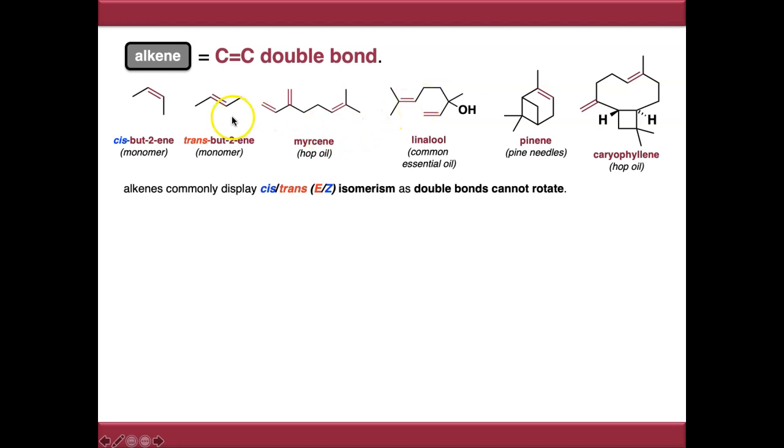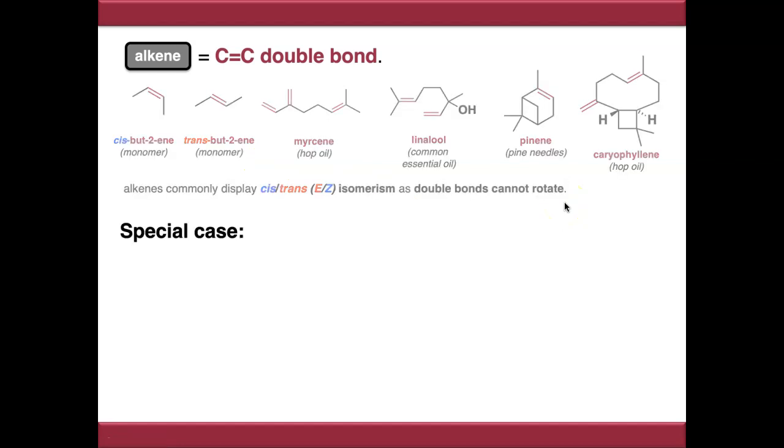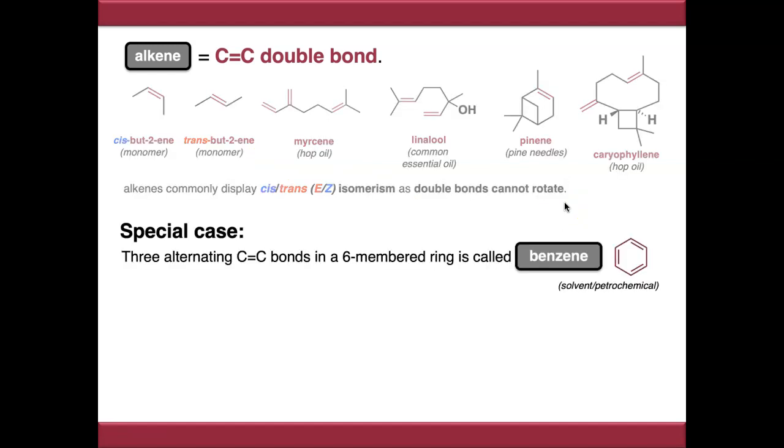So you can actually get geometric isomers, like over here we have butene, this is cis-butene, and this is trans-butene. They are completely different compounds, they have different properties. A special case of alkenes, if you like, is if you have three alternating carbon-carbon double bonds in a six-membered ring, and this is benzene, or a phenyl ring, if you like.